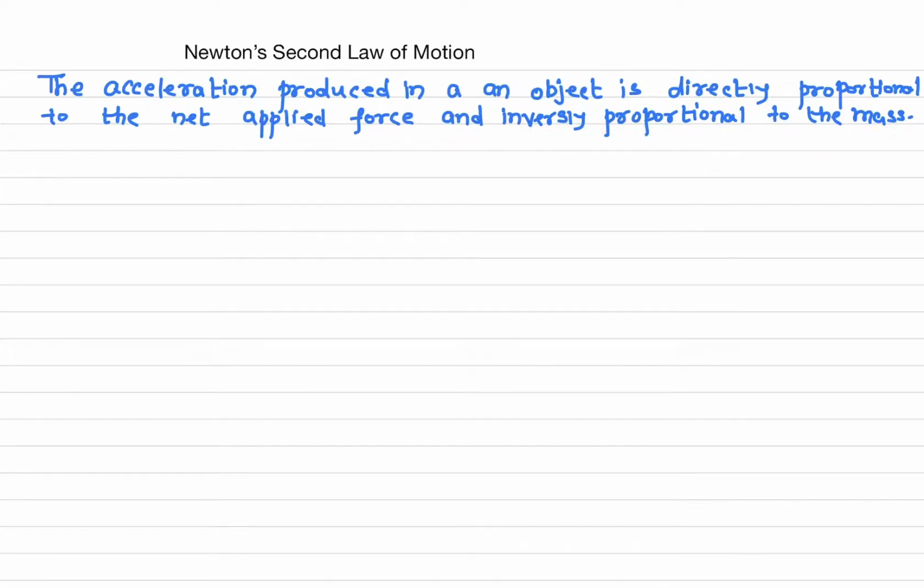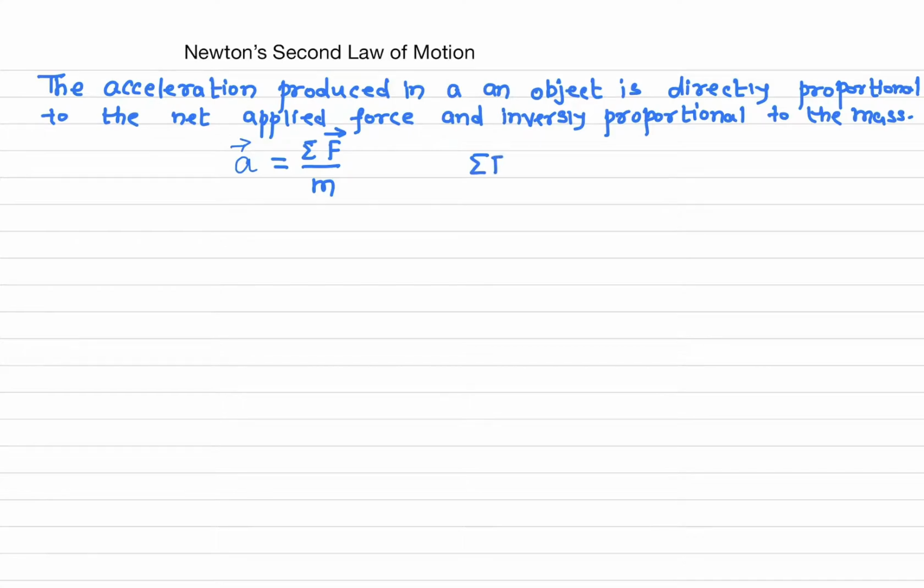What does that mean? Let me write it down mathematically. A is the acceleration here. Acceleration is a vector quantity. It is directly proportional to the applied force. That means the more the force is, the greater the acceleration is. The summation here means it is the net external force. And it is inversely proportional to the mass. That means the more the mass is, the smaller the acceleration produced.